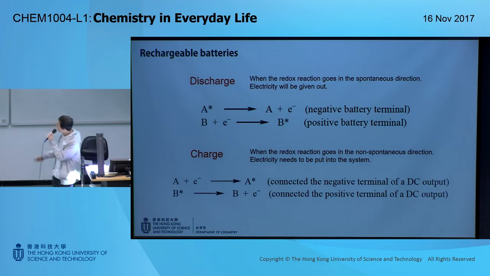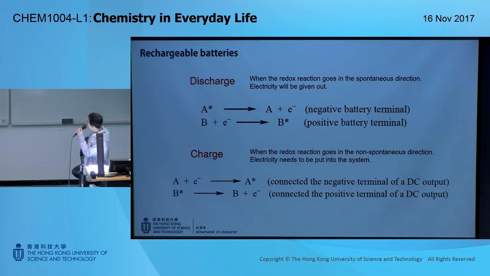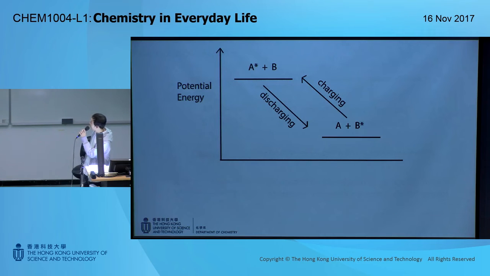Okay, but when we are trying to charge the battery, then we have to go in the reverse direction. A has to gain electron again, be reduced back to A star. B star has to go back into B plus e minus. So basically, we have to connect this to the charger. Okay, so I think it's better to understand it through one of these diagrams.